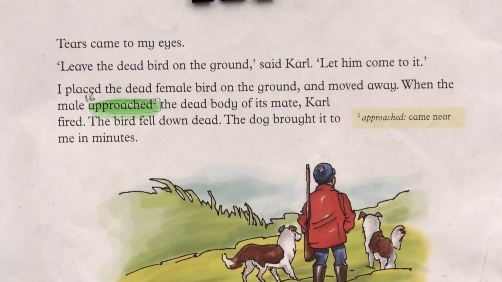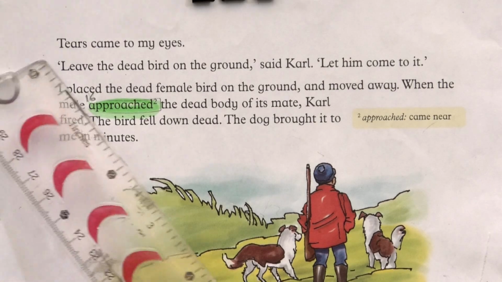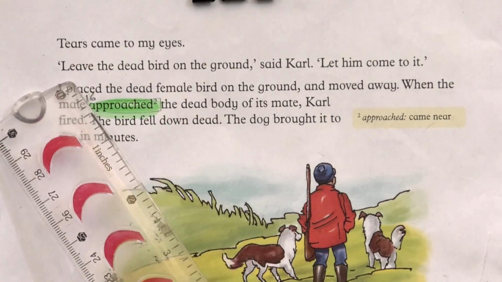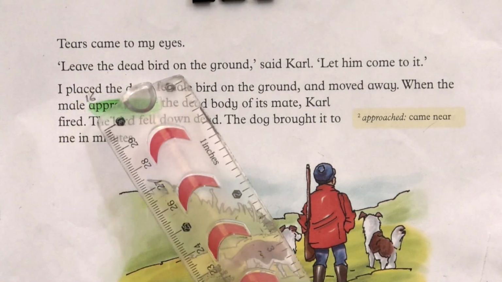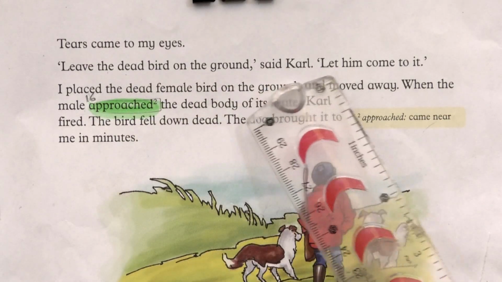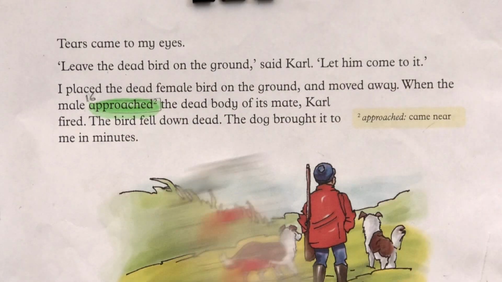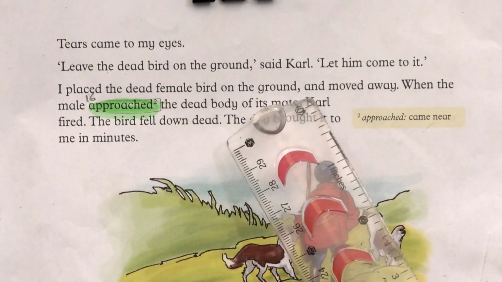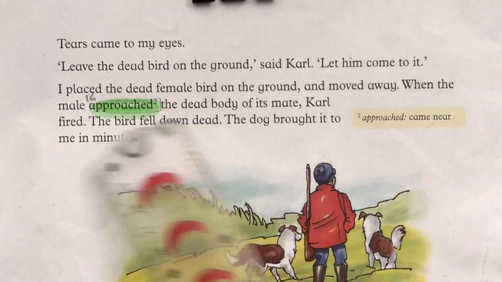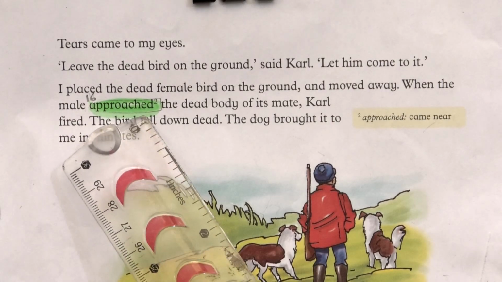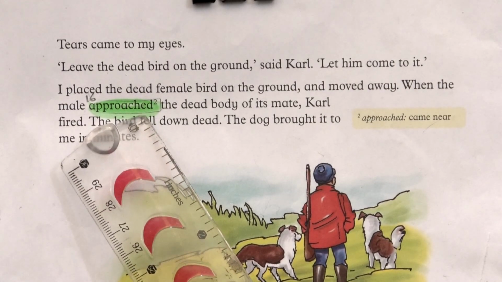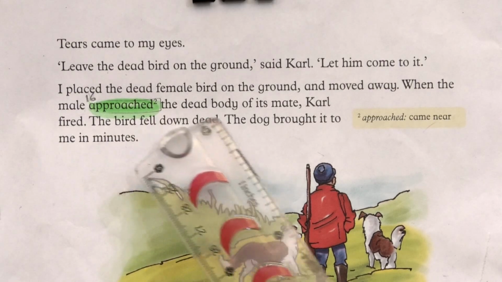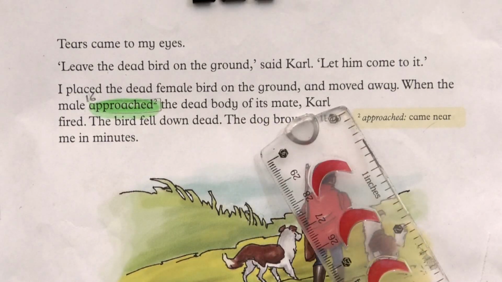Moving on to page number 19. Tears came to my eyes. Leave the dead bird on the ground, said Carl. Let him come to it. I placed the dead female bird on the ground and moved away. When the male approached, approached is a verb, it means come near the dead body of its mate.